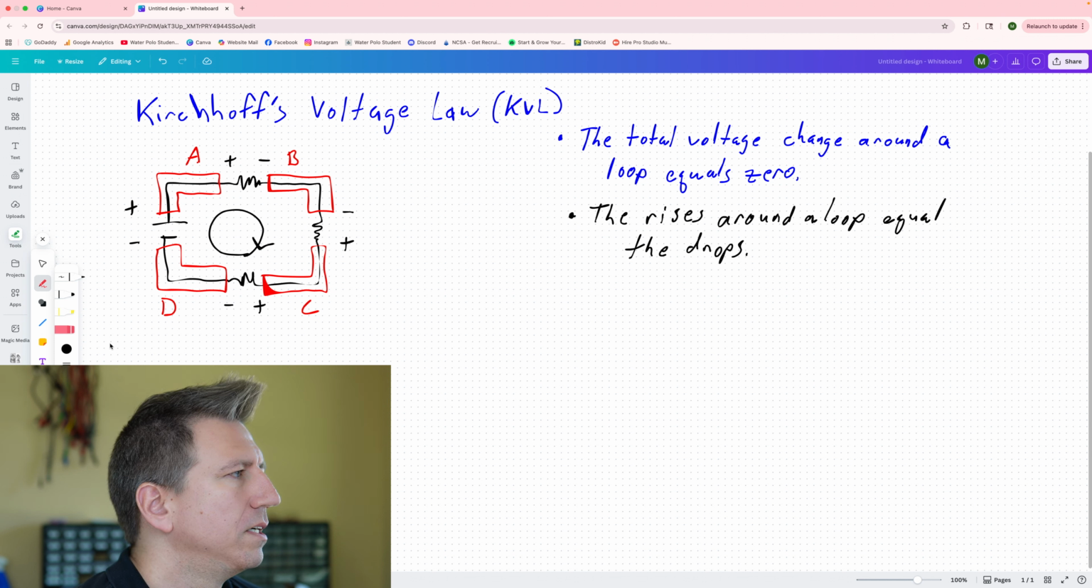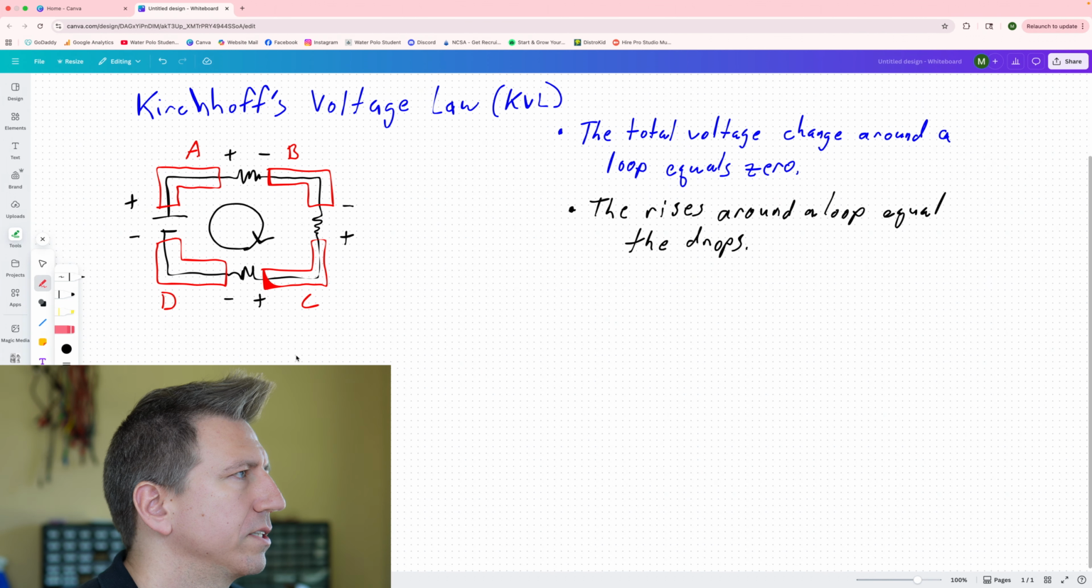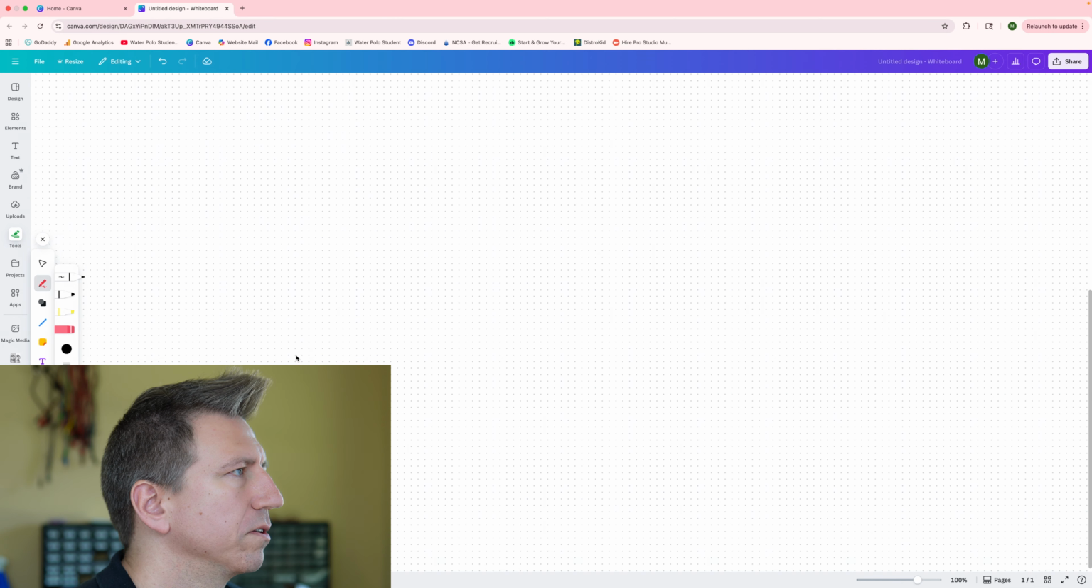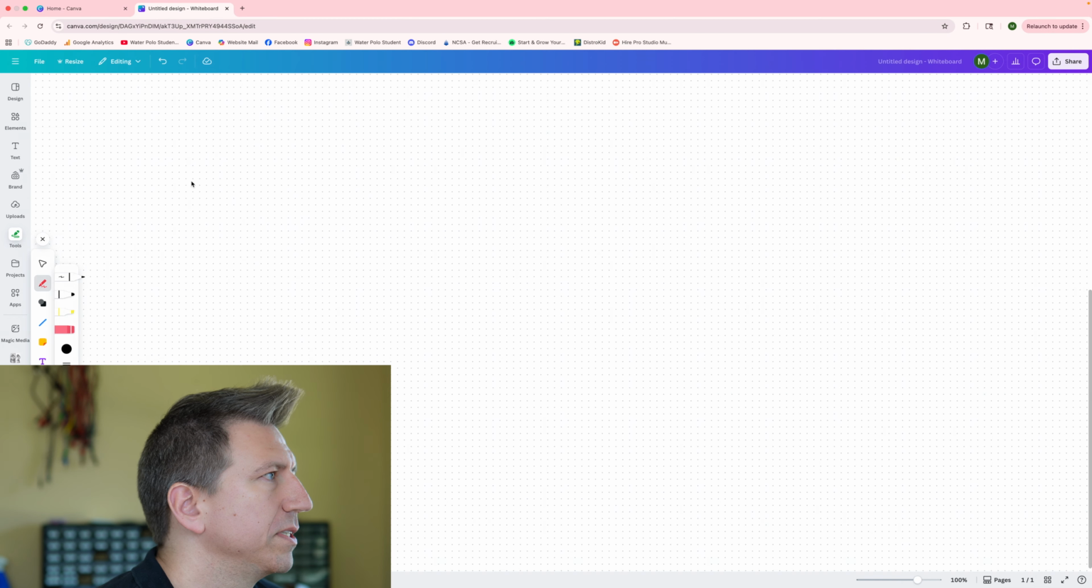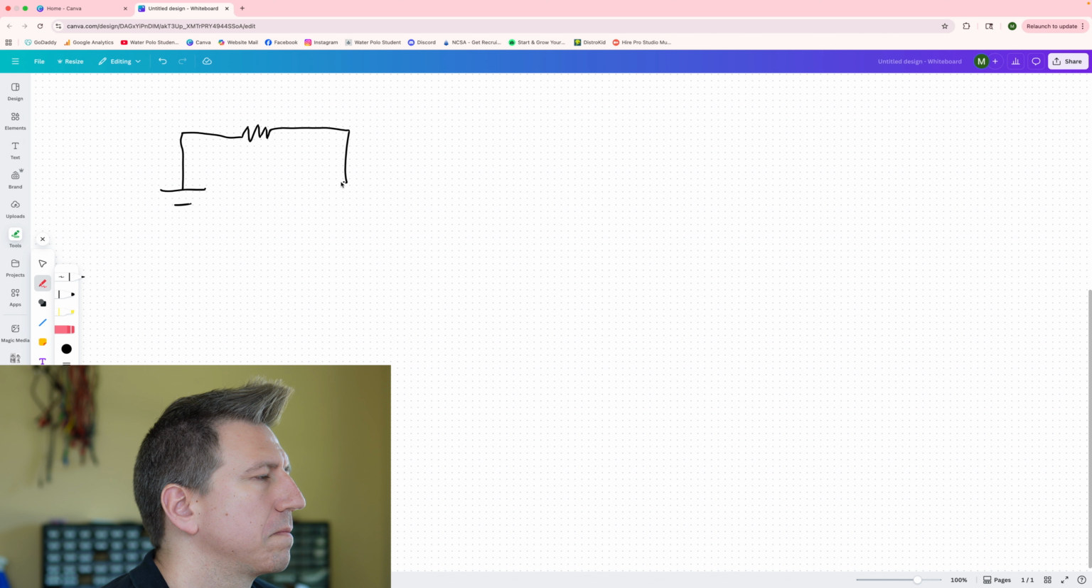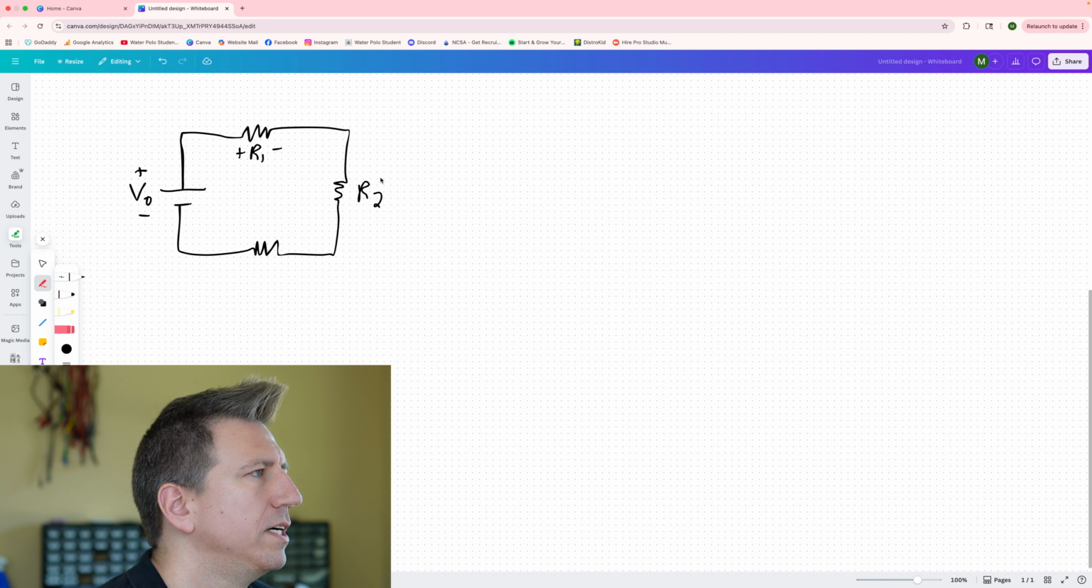Okay. So I'm going to redraw this just a little bit so it's a little bit easier to see, and we'll get those nodes out of the way, and we'll just take a look at the elements here. So we'll call this V0. We said it was plus minus like that. We'll call this R1. We said that was plus minus like that. This is R2, and that was minus plus like that. And then this one is R3, and it was plus and minus like that. And we're evaluating the loop in this direction.